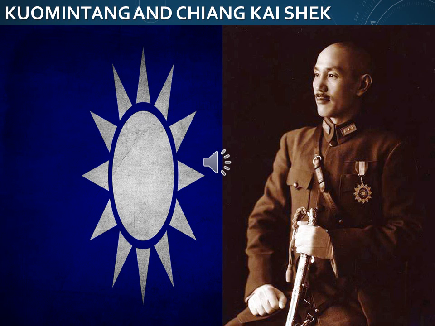Kuomintang and Chiang Kai-shek. After the death of Sun Yat-sen, the Kuomintang party came under the control of Chiang Kai-shek, while the Communist Party was under Mao Zedong and Zhou Enlai.